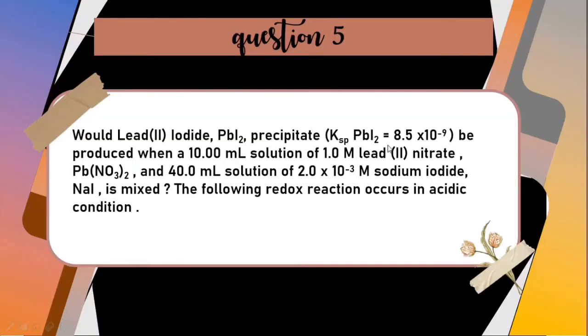Question 5: Will lead(II) iodide, PbI2, precipitate, given that the Ksp of PbI2 is 8.5 times 10 to the negative 9, when 10 mL of 1 molar lead(II) nitrate solution and 40 mL of 2 times 10 to the negative 3 molar sodium iodide solution are mixed? The following redox reaction occurs in acidic condition.